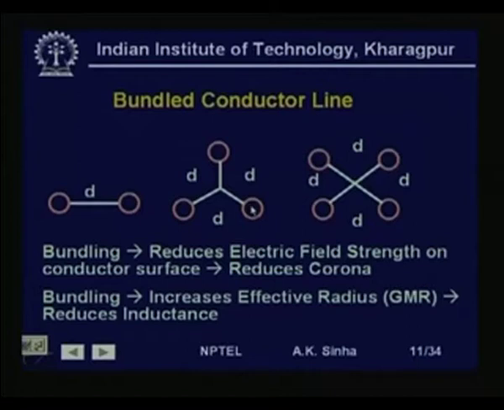Here you see a bundle conductor with two conductors, here a bundle conductor with three conductors, and a bundle conductor with four conductors. In fact, for very high voltage lines sometimes we use more than 4 conductors also. In India we normally use 2 conductors or 4 conductors for a 400 kV line, and 2 conductors are sometimes used for 220 kV lines.